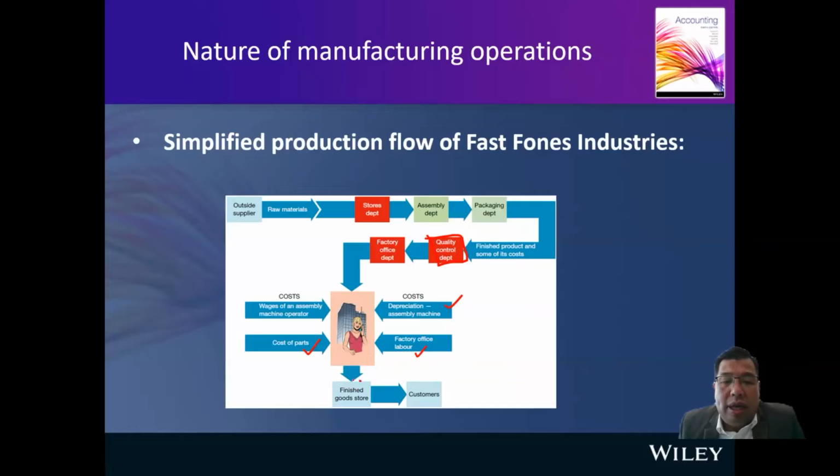All these costs will be calculated and included in the finished goods cost, and then the product will be sent to the customer. So this is the nature of the manufacturing process: from the supplier, to the store, assembly, packaging, QC, and then maybe back to the store, and then sent to your customer. What are the costs involved? The raw material, the direct labor, and the factory overheads. These are the three types of costs related to manufacturing.